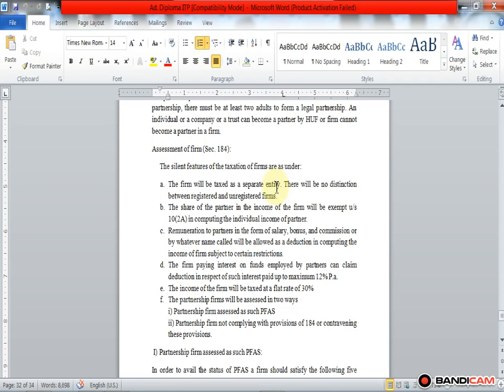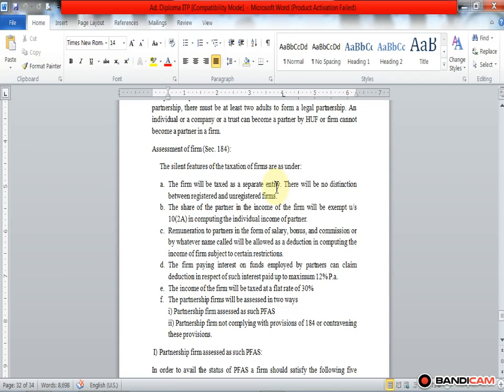Okay. The second feature is that the share of the partner in the income of the firm will be exempted under Section 10 subsection 2A in computing the individual income of the partners. It means the share of the partners in the profit of the firm is exempted under Section 10 subsection 2A in computing the total or individual income of partners, because the firm pays tax on its profit, so the partner does not pay double tax.